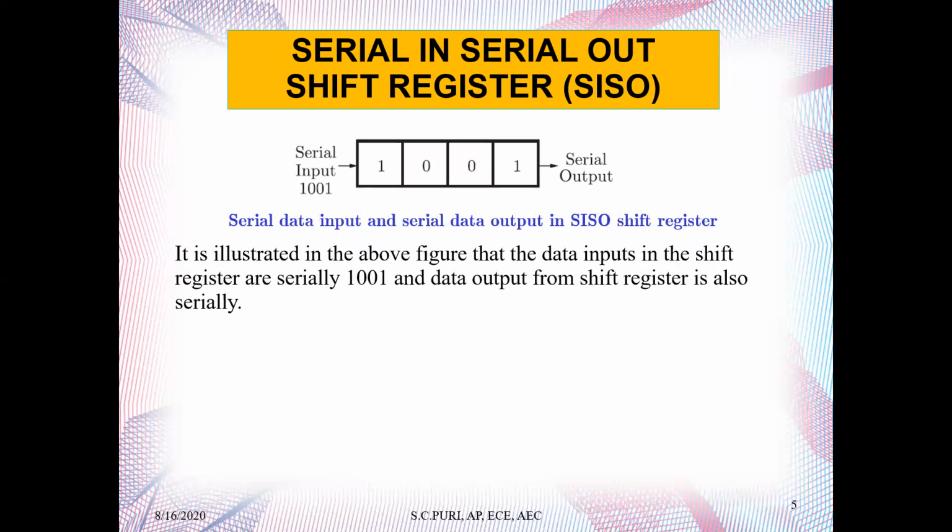Now it is illustrated in the above figure that the data input to the shift register is serially 1001, and the data output from the shift register is also serial. Okay.